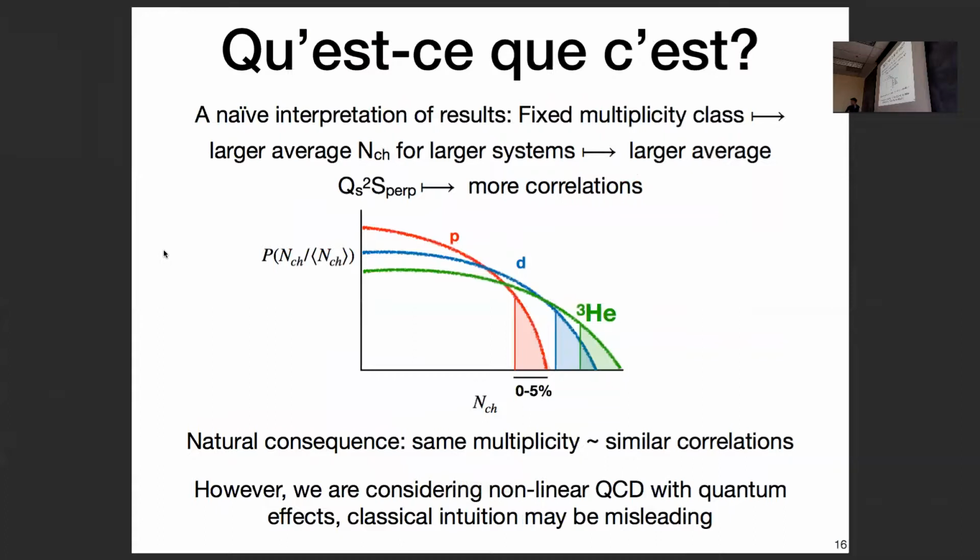But where are these correlations in this framework actually coming from? I'll label it as a guess that we put forward. What I showed you was the 0 to 5% multiplicity class, which actually is changing the average multiplicity for the three systems. So for proton, the average multiplicity is going to be smaller than deuteron or helium-3. So when you're looking at this fixed 0 to 5% multiplicity class, you're looking at larger average Nch for the larger systems, and this is giving you a larger, at least parametrically, Qs of the projectile times S perp, the transverse overlap area. And this just comes from a dilute-dense scaling relation that's well known. And one could then suggest that maybe it's this.